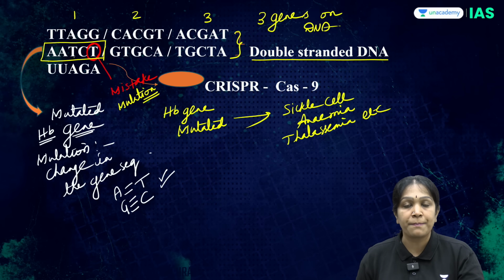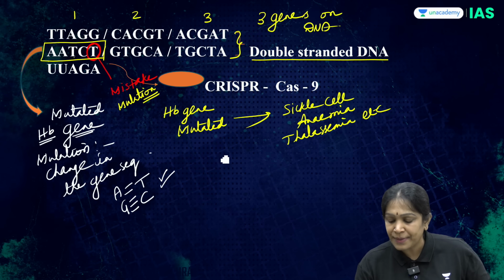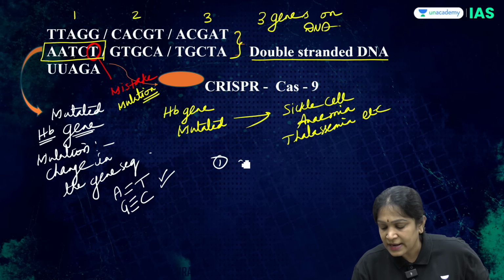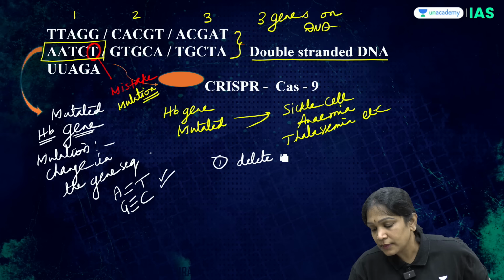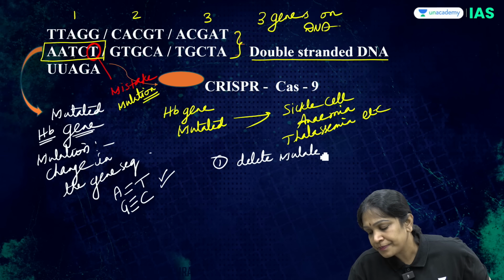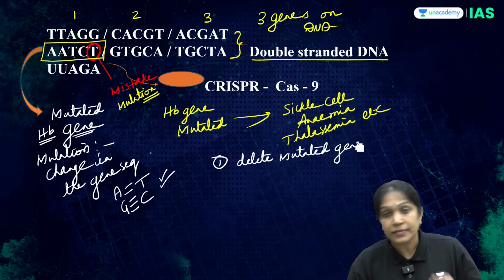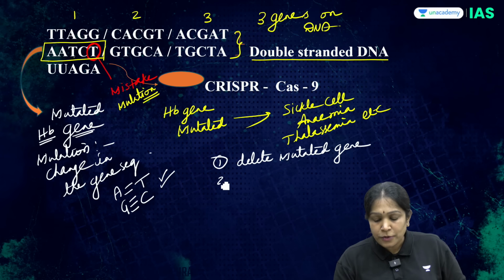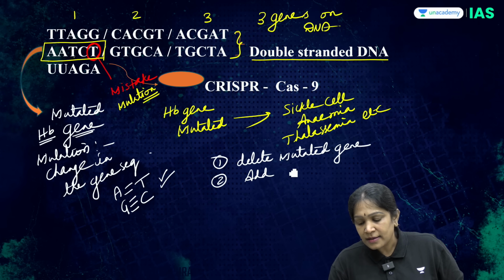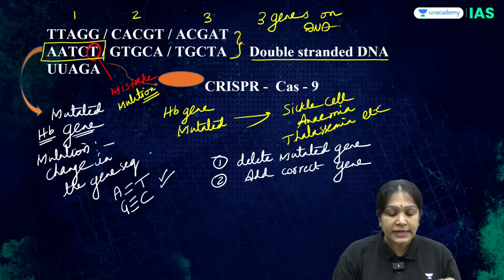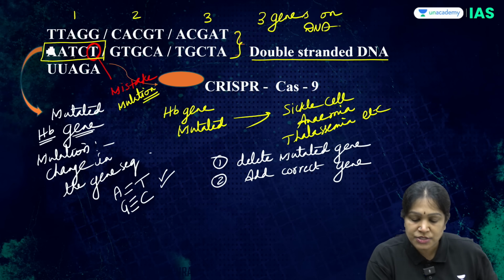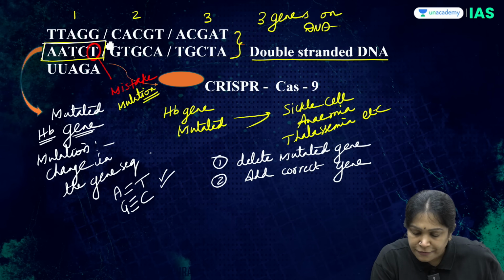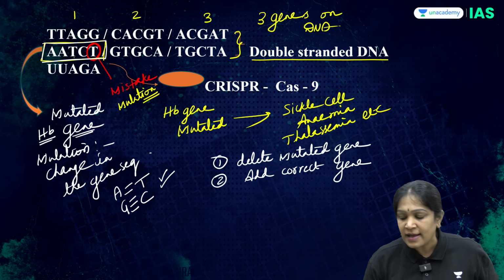So in gene therapy, what do we have to do? Okay, simple. Step 1, delete the mutated gene, right? Then step 2, add the correct gene. That's all. Delete the mutated gene. This mutated gene, we have to remove and add the correct gene.